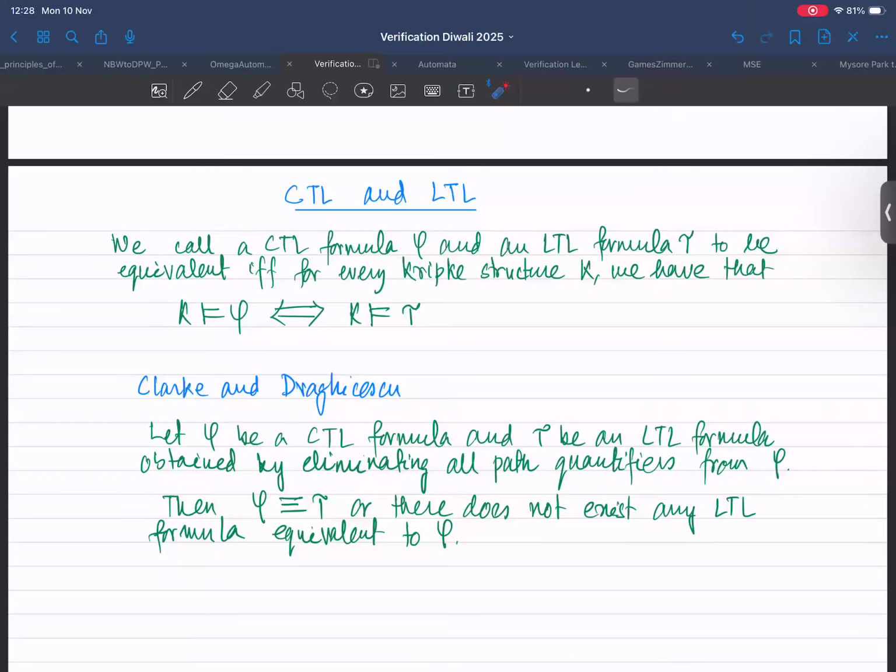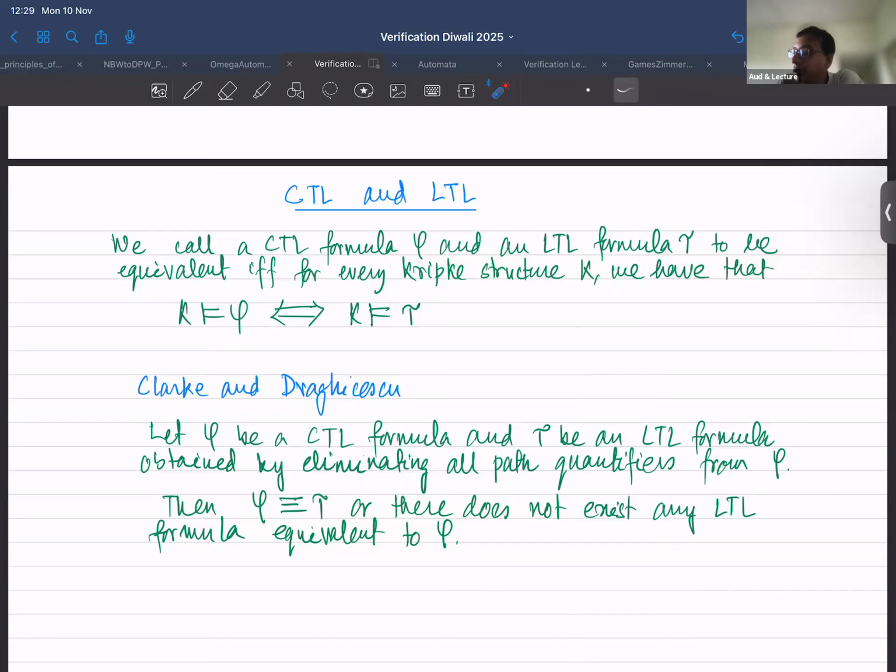Yes, sir. The definition is clear. When do we say a CTL formula and an LTL formula are equivalent? If it is the case for every Kripke structure, all the Kripke structures which satisfy phi should also satisfy tau and vice versa, then they are equivalent.